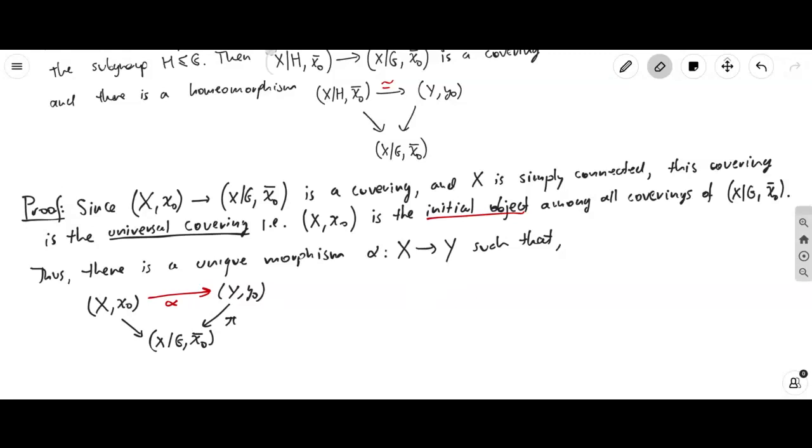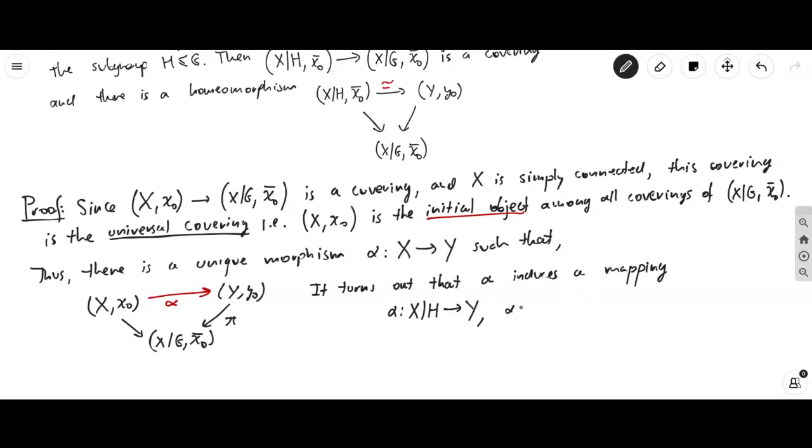This is from our previous lecture when we talked about universal coverings. When does a space have a universal covering? We said that if a space has a simply connected covering, then the simply connected covering will be the universal covering, in other words, the initial object. So there is a unique morphism that makes this diagram commute. And it turns out that alpha induces a mapping on the quotient, from x mod h into y.